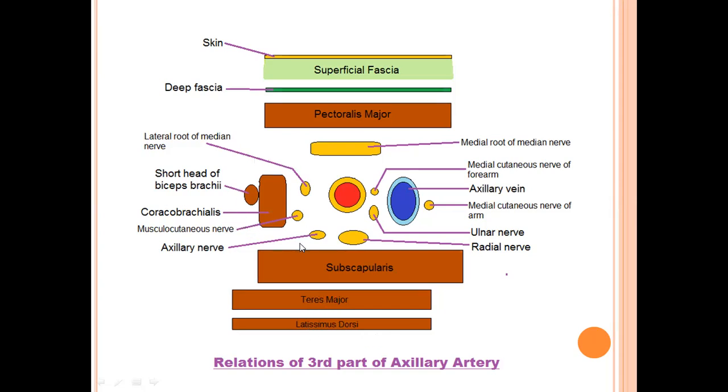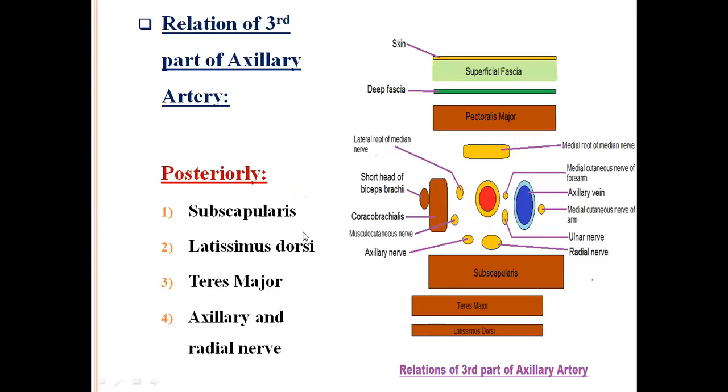Okay, lateral relations are lateral root of median nerve, musculocutaneous nerve and coracobrachialis. Medially, we are finding the axillary vein, medial cutaneous nerve of the arm, medial cutaneous nerve of the forearm, ulnar nerve. Posteriorly, here we also see radial nerve and axillary nerve. So same thing is texted. If you understand this picture, this is our artery, anterior, posterior, medial and lateral relation. Same thing is texted here.